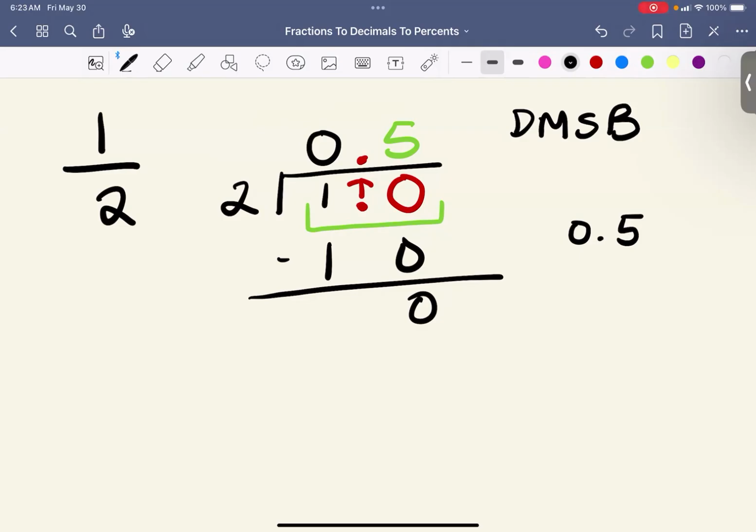we move the decimal 2 places to the right. So the decimal is here. We're going to go 1, 2, and rewrite the decimal. And in the space where we have this little hole, I'm going to put a 0. And at the end, we put the percent sign. So 1/2 as a decimal is 0.5. As a percent is 50%. Let's do another one.